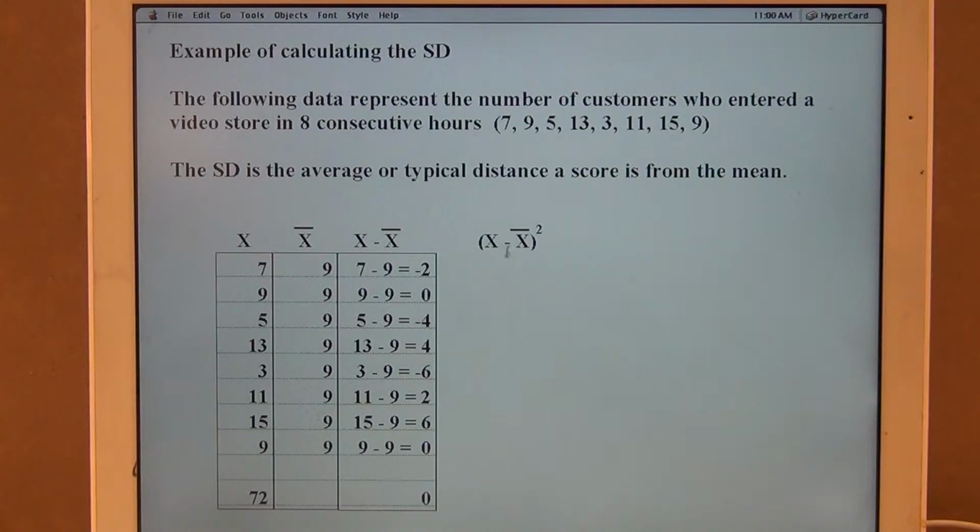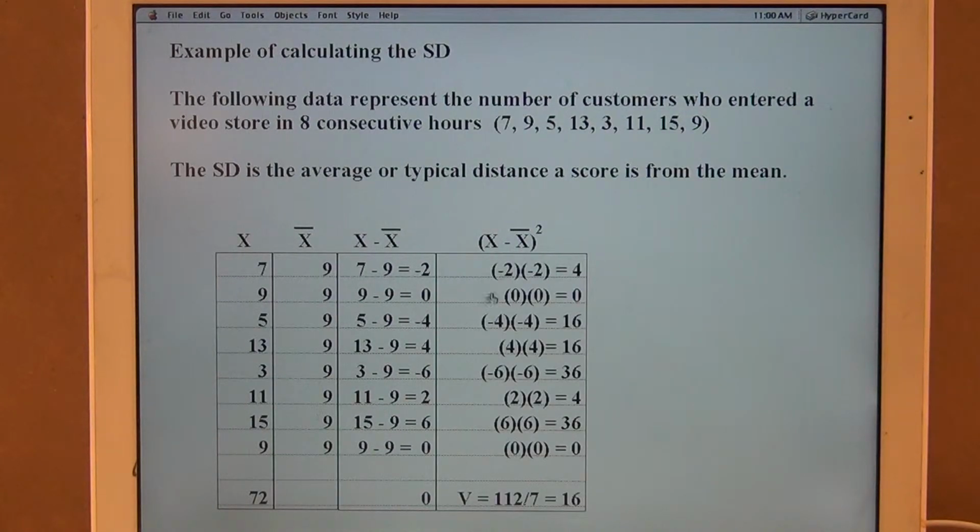But if I take each score minus the mean and then I square them, what happens is, if I square negative 2, because 7 minus 9 gave me negative 2, negative 2 times negative 2 gives me positive 4, because a negative and a negative is a positive. And so if I go on down, now 0 times 0 gives me 0. But I have negative 4, so negative 4 times negative 4 gives me 16, and 4 times 4 gives me 16, and so on. Negative 6 times negative 6 gives me 36.